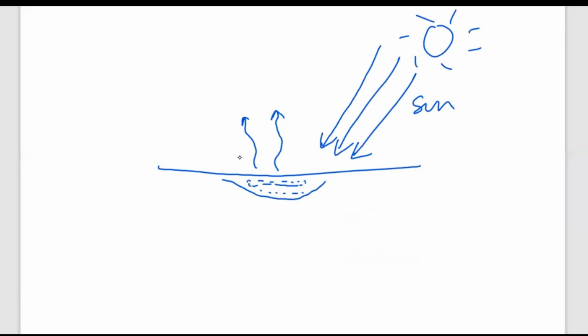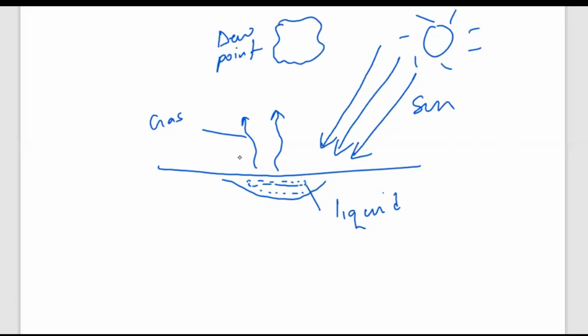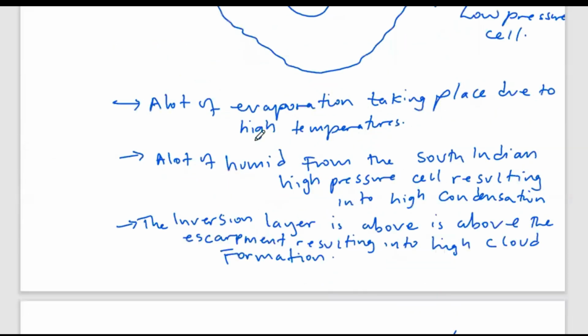High temperature. So this is water in liquid. So when it is too hot, now this water changes from being liquid to gas. When it rises to the dew point, let's say it's the dew point, this is going to change into liquid again, which is the same as condensation, forming clouds. Right. So like that, that's why we say that in summer, because temperatures are too high, they make water change from being liquid to gas, which ends up condensing at the dew point, forming clouds or a lot of humid air from the South Indian high pressure cell, resulting into high condensation.